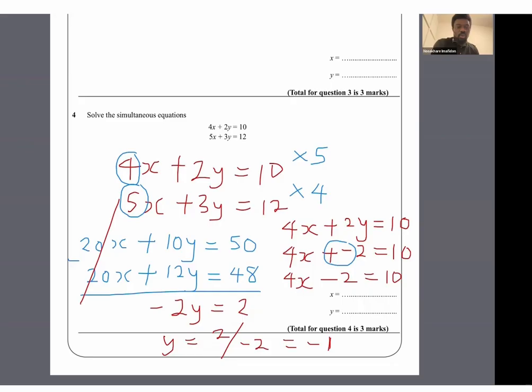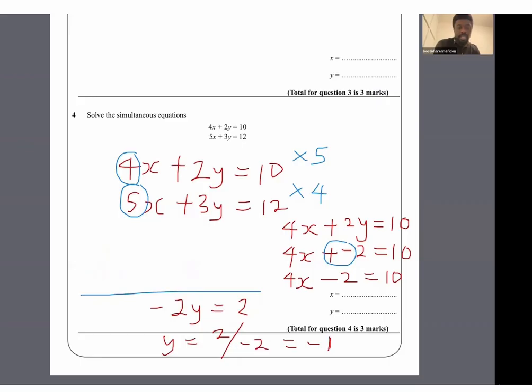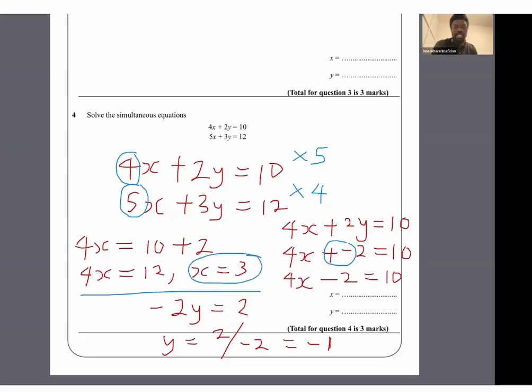If we attempt to solve this equation, we are going to have 4x equal to 10 plus 2, because you are adding to both sides to move the 2 away from the left hand side. So we have 4x equal to 12, and from here your x is going to be 12 divided by 4, and that is 3. So in this question, your x is 3 and your y is minus 1.